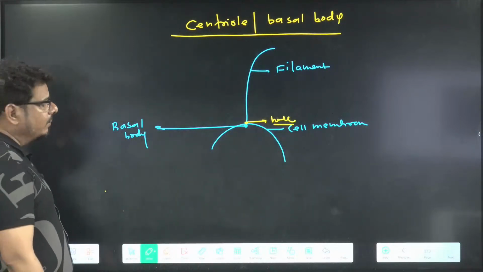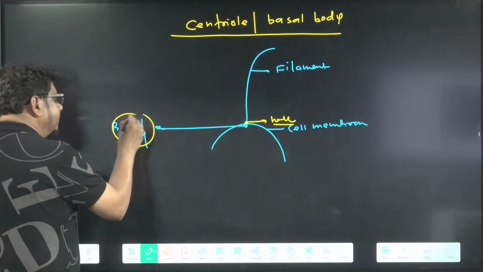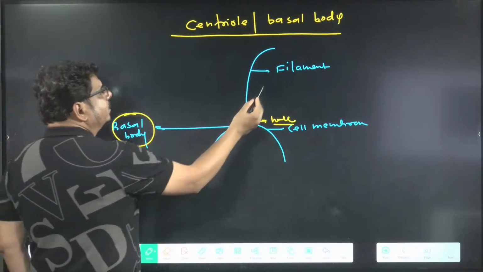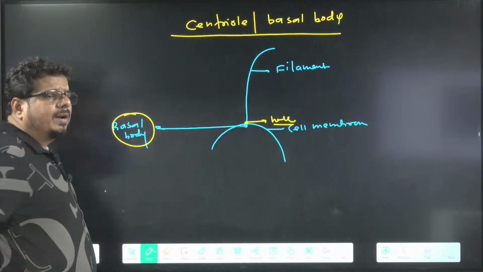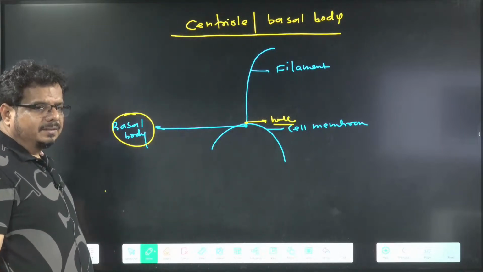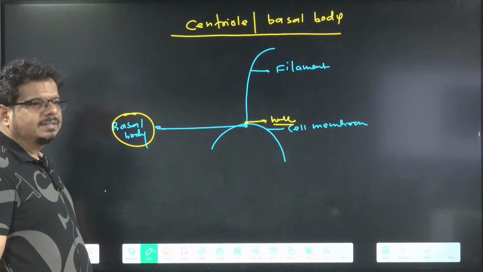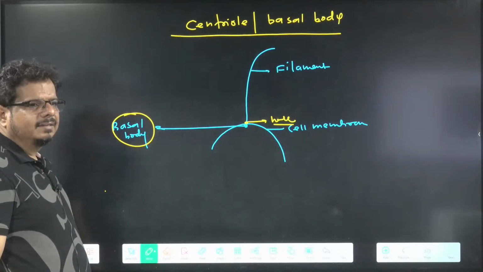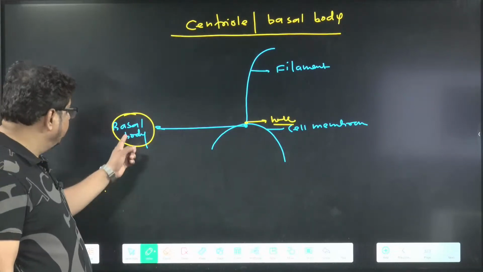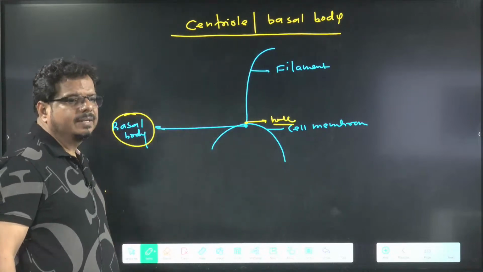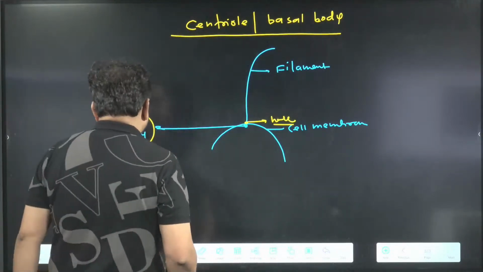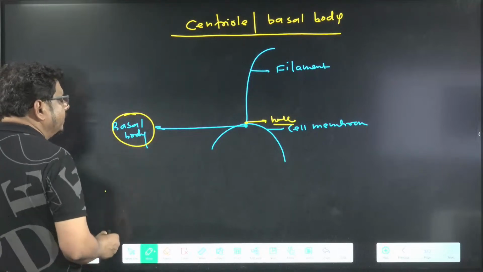So what you are finding is that the basal body gives rise to the exposed part of the cilia and flagella. Able to understand? Clear in the mind or not? That is the reason it is written that cilia and flagella arise from the basal body.